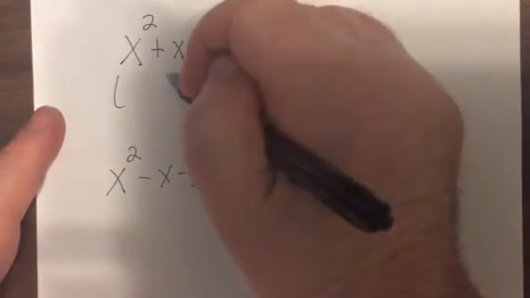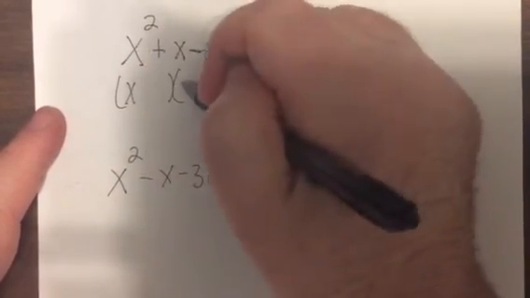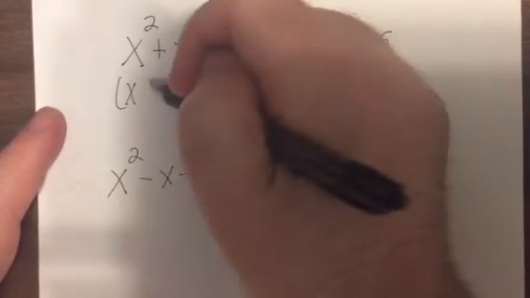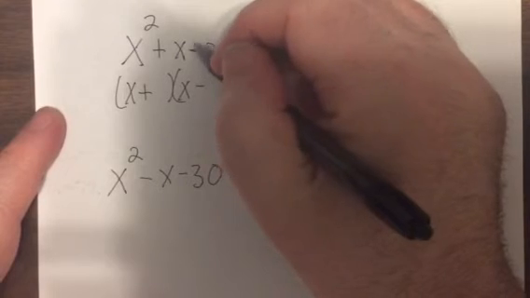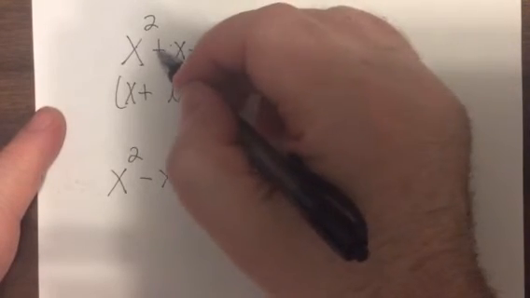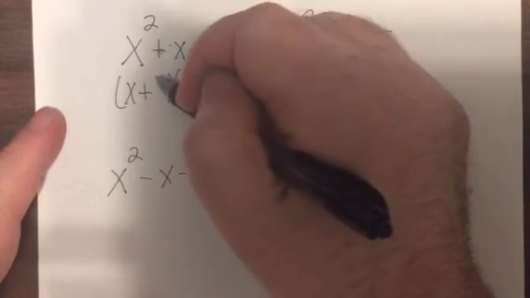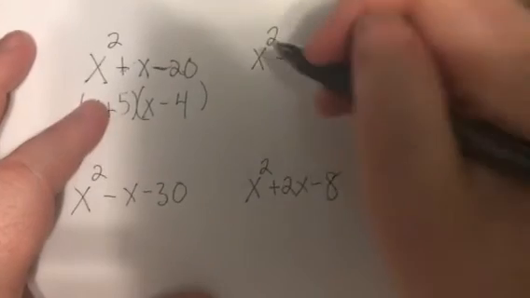Or, boy, this is the worst picture I've ever had. So x squared is x and x. A minus would be plus minus, and the factors of 20 that subtract to give you 1. How about 5 and 4? The middle term is plus, so 5 goes here, 4 goes here.